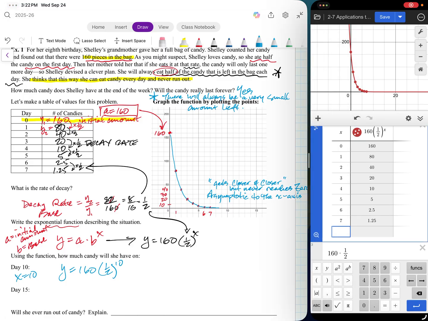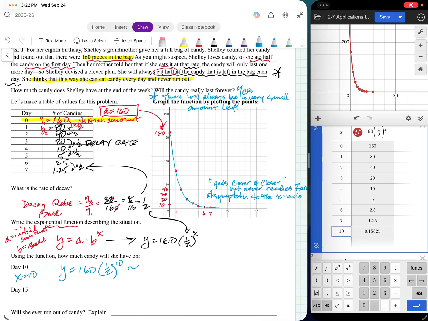Well, just go to your table and type in 10, and it will tell you there's 0.156 candies left here. So it's approximately equal to 0.15625 right there, candies, which is a very small amount. Okay, I'm talking a very small amount.